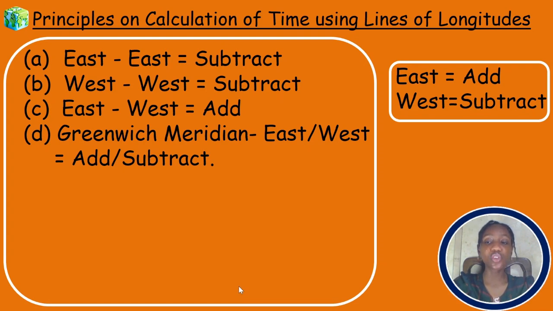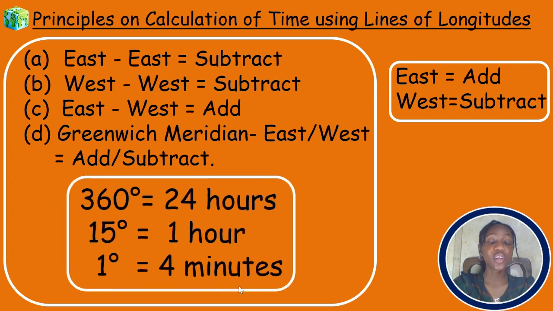What units can be used to measure time? It could be days, hours, seconds, minutes. So we will need to convert degrees to any of these units. And to do that, we have three equations you must never forget. 360 degrees equals 24 hours, 15 degrees equals 1 hour, and 1 degree equals 4 minutes.